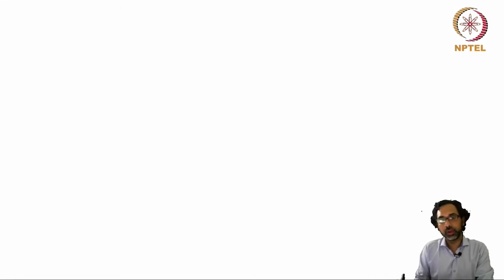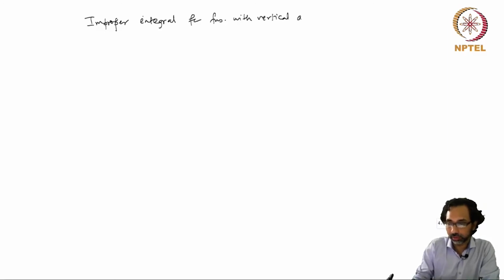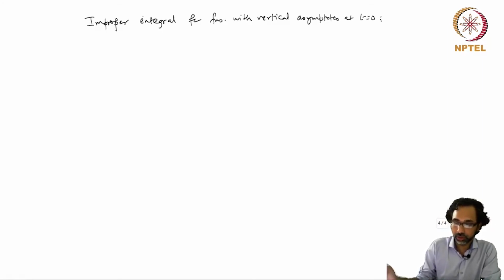First of all, we didn't define our improper Riemann integral in this case when the function is not piecewise continuous at 0, when it has a vertical asymptote at 0. So let's define what we mean by an improper integral in this case. Improper integral for functions with vertical asymptotes at t equal to 0.